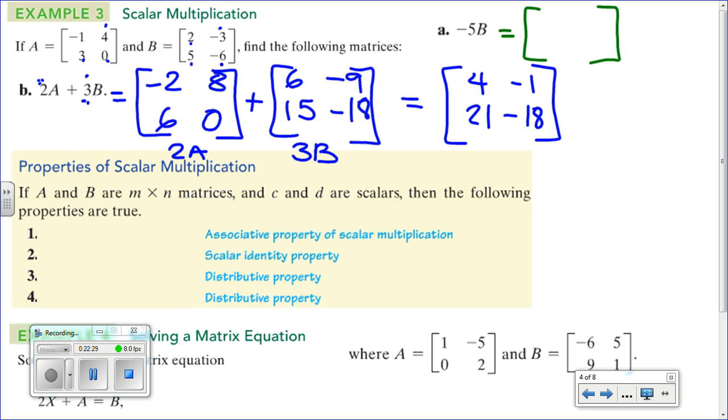So you're going to distribute, and the scalar is negative. That's fine. The scalar can actually be positive or negative, and it could also be a fraction. Okay? So go ahead and distribute -5 to all the entries here in matrix B. Make sure you do it to the correct matrix.